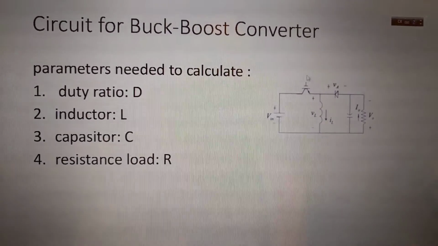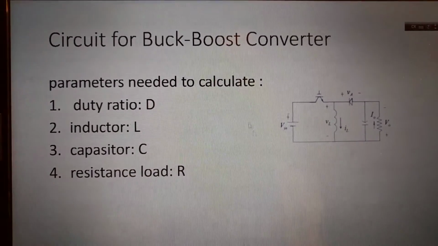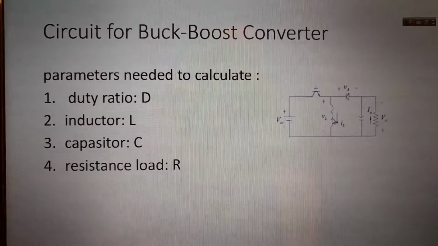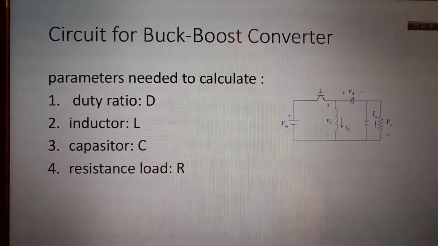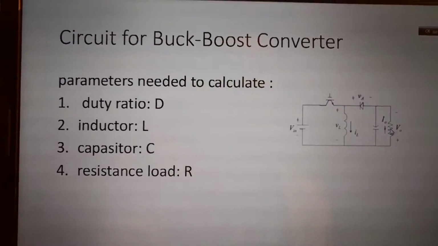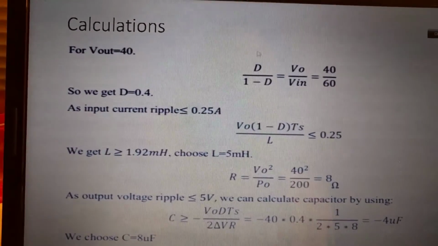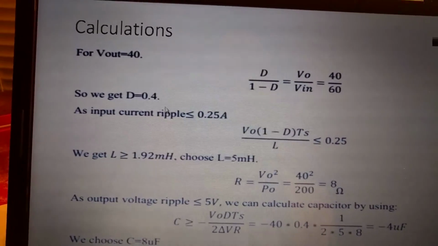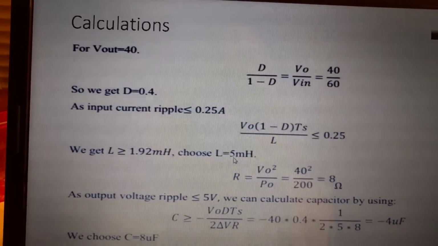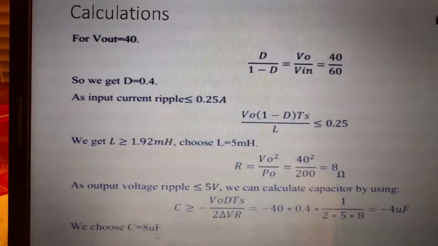From what we learned before, we can easily get this circuit for the buck boost converter. From this circuit, we need several parameters to be calculated, which are duty ratio, inductor, capacitor, and resistance load. How to calculate those parameters? Using these equations in these slides, we got D equals 0.4, L we choose equals 5, and capacitor we choose 8 wafer.